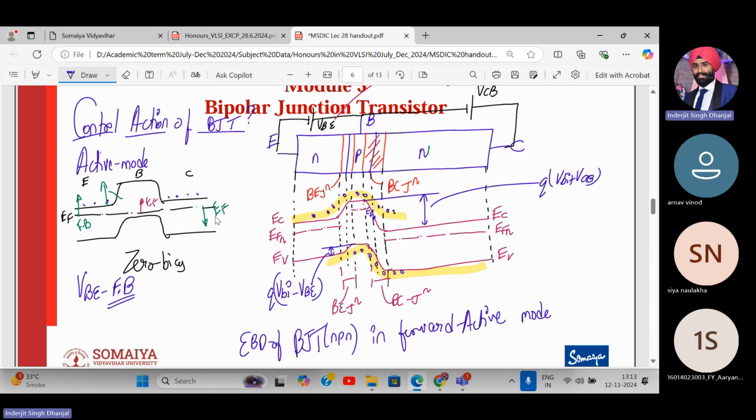Okay, so let's understand the basic control action of a transistor. Let us assume, as we start the explanation, that the base-emitter junction is forward biased and the collector-base junction is reverse biased. This active mode, or forward active mode, is the most common state of operation in a BJT.